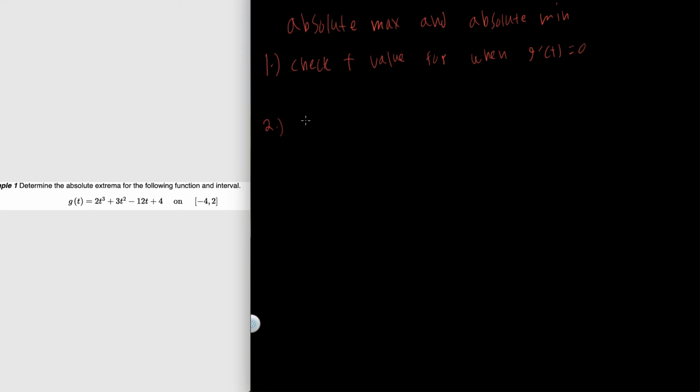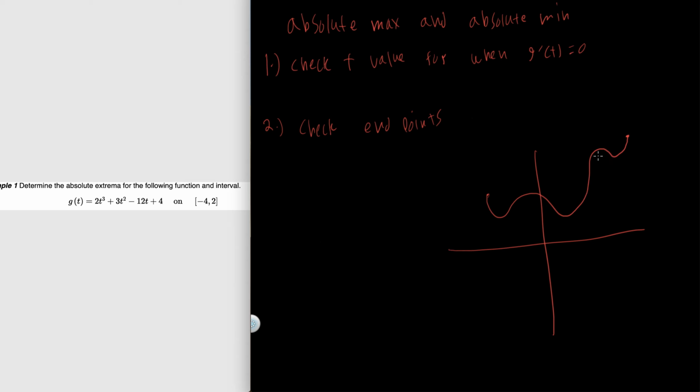Also, check endpoints. We need to check endpoints. And the reason why we check endpoints is because the derivative at endpoints of a graph is not defined. So for example, if I have some graph that looks something like this, notice how in this case the minimum value is here, so this value will be determined from taking the derivative and setting it equal to 0, but the maximum value is actually here, right?